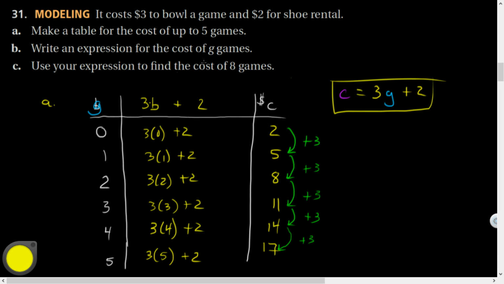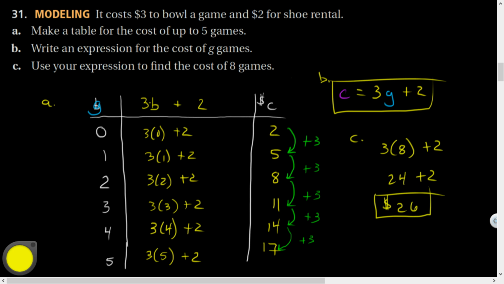And then use your expression to find the cost of 8 games. So rather than using a table, I could just do 3 times 8 plus 2. 3 times 8 is 24, plus 2 is 26, and that's measured in American dollars, friends.